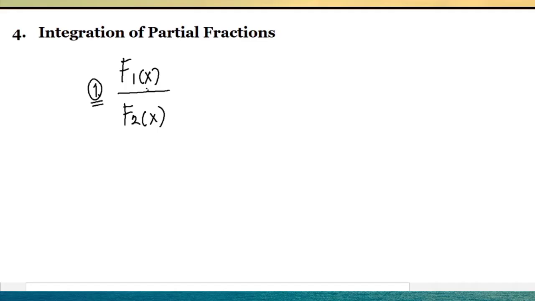Our topic for today is integration of partial fraction. If we have this expression f1 of x over f2 of x, f1 of x is a polynomial of a lower degree than f2 of x. Therefore, yung expression number 1 natin is a proper fraction.